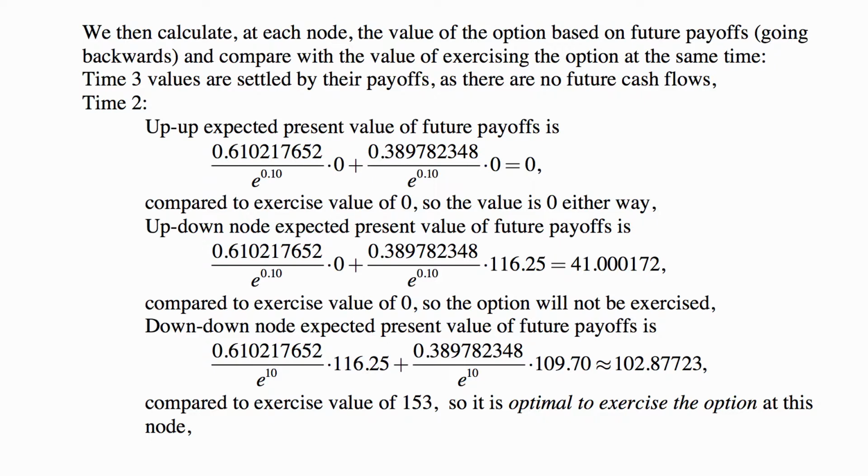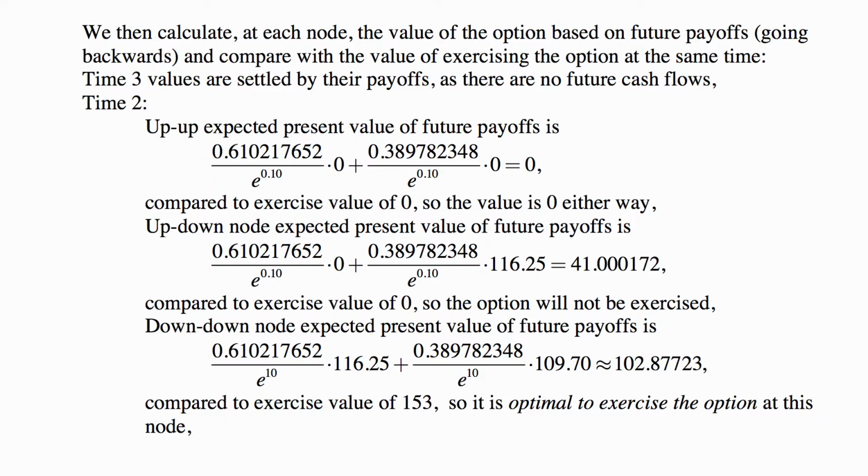But in general, we pick the one that is bigger because that's the one that will be chosen by a rational investor. Now, up-down node expected present value of future payoff is probability of going up times 0 divided by e to the 0.10, and the down node payoff is the probability of going down divided by e to the 0.10. The present value factor is 1 over e to the 0.10, times 116.25, and that's approximately 41.000172 compared to exercise value of 0. So the option will not be exercised.